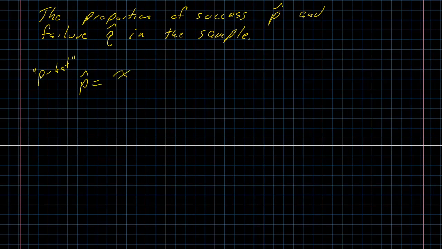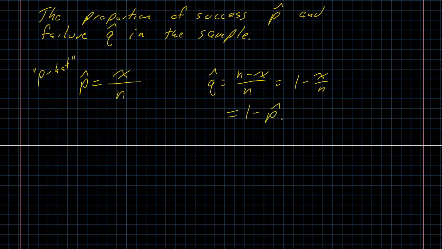Again, the calculation here is x divided by n, the number of successes divided by the total number of trials run. And then Q hat is going to be the number of failures, which is n minus x over n. And of course, you can split that fraction up. N over n is 1, x over n is p hat, so q hat is 1 minus p hat.